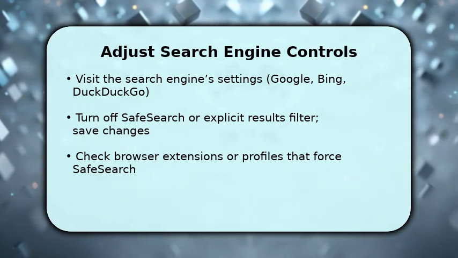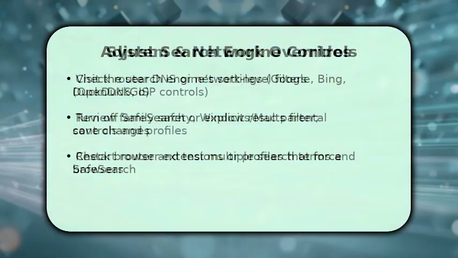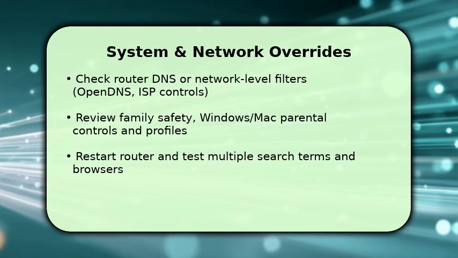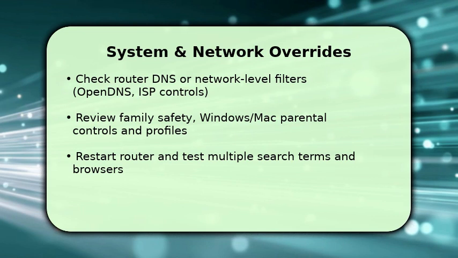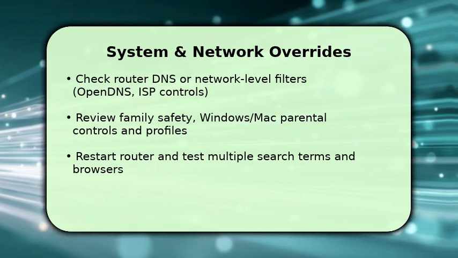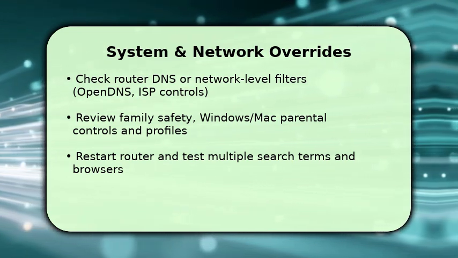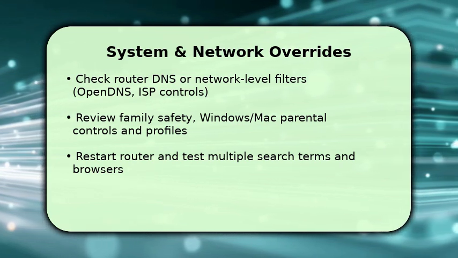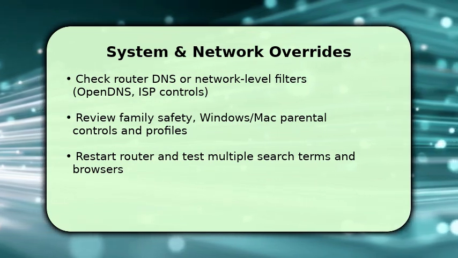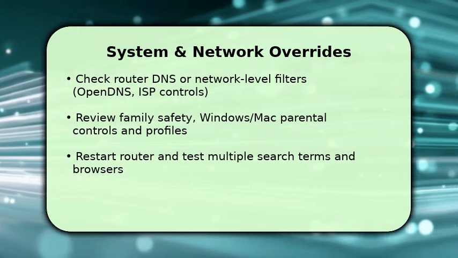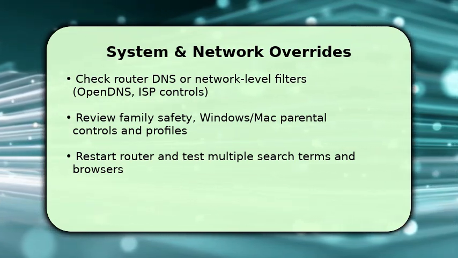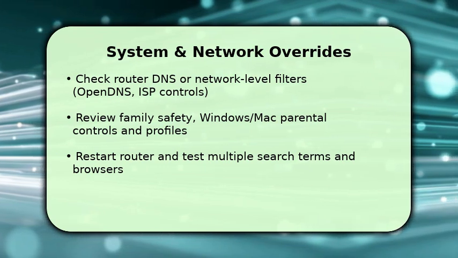Finish by verifying system and network overrides. Sign into your router and inspect DNS or content filtering settings, because services like OpenDNS or ISP filters can enforce Safe Search for all devices. Next, check Windows Family Safety or Mac OS parental controls and remove any enforced search restrictions. Once changed, restart the router and laptop, then test searches in 2 browsers.